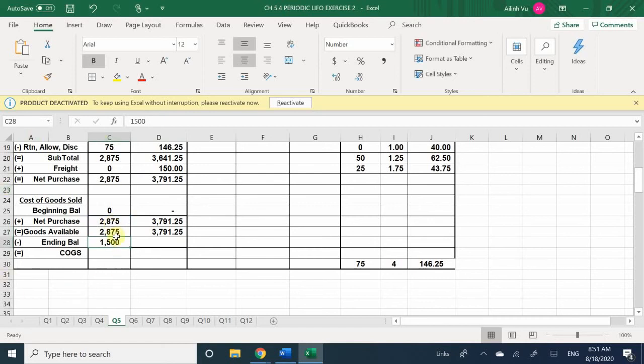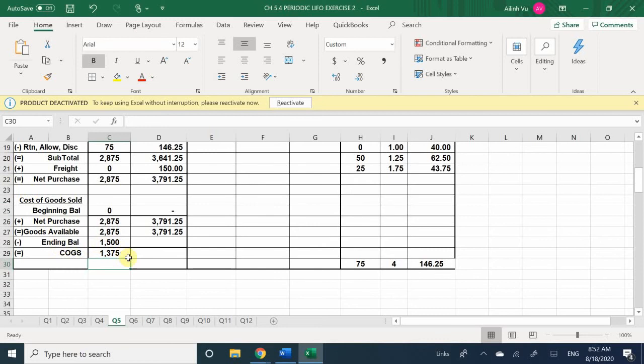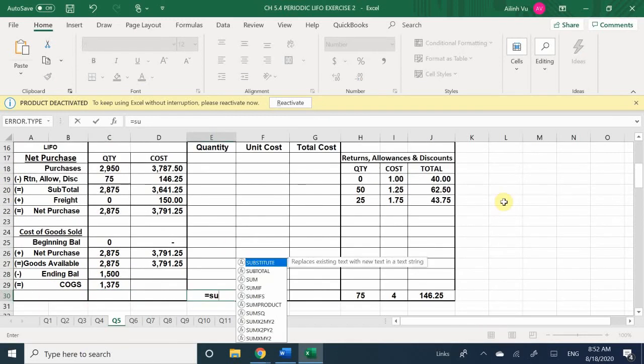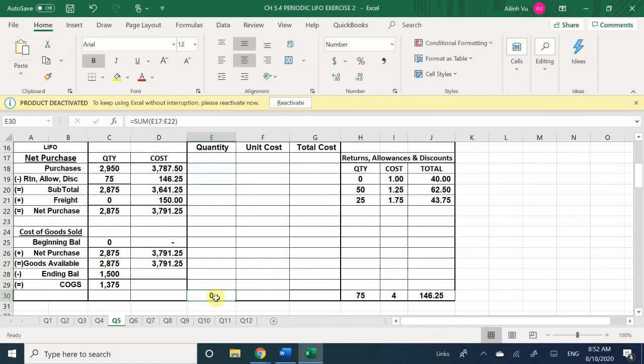All right. So what is my total cost of goods sold if I have 1,500 left on hand? 1,375. 1,375. So that is my goal that I want to be able to look at, 1,375. Okay? All right. So let me go ahead and move this over.